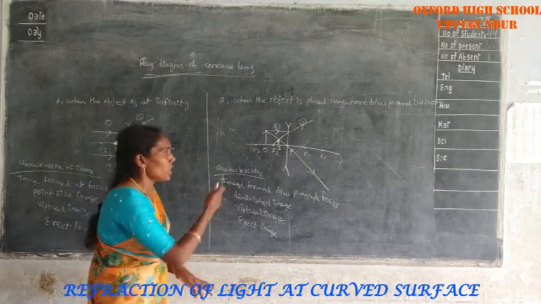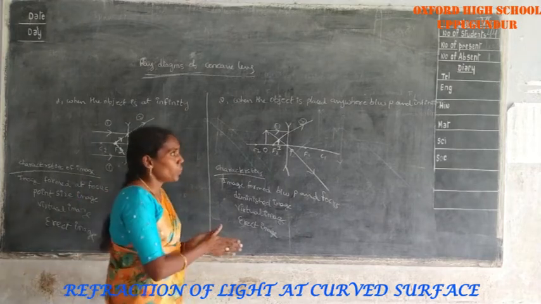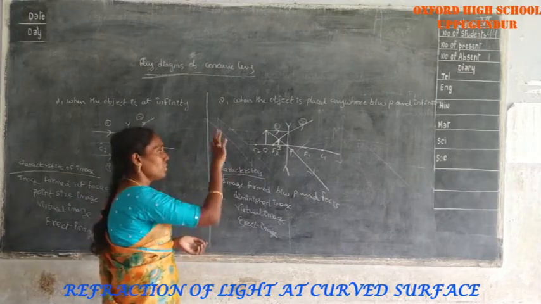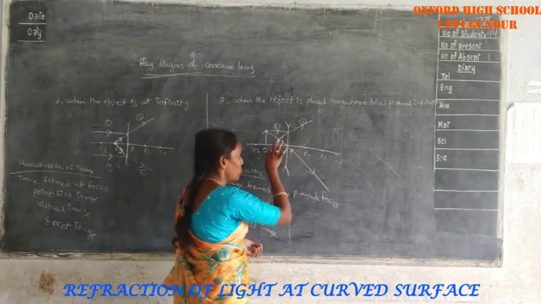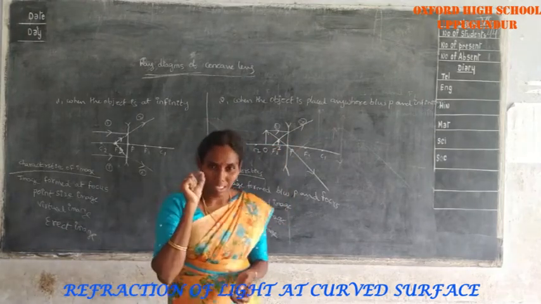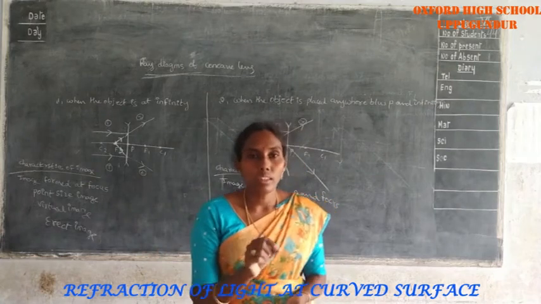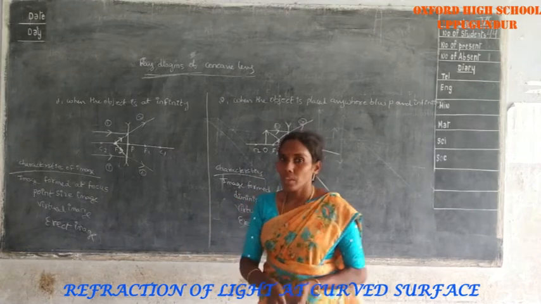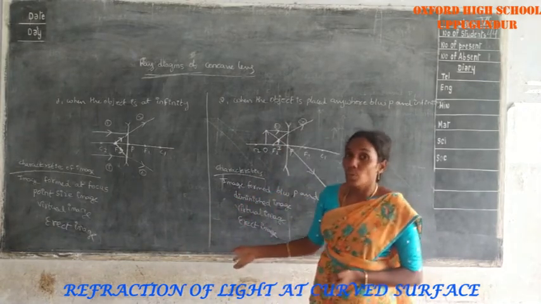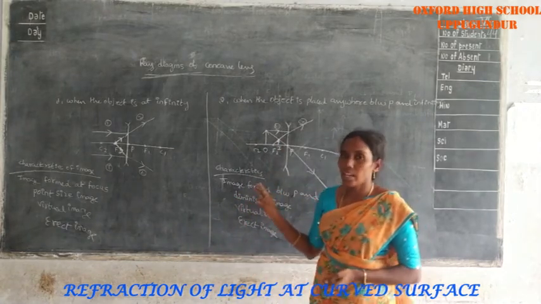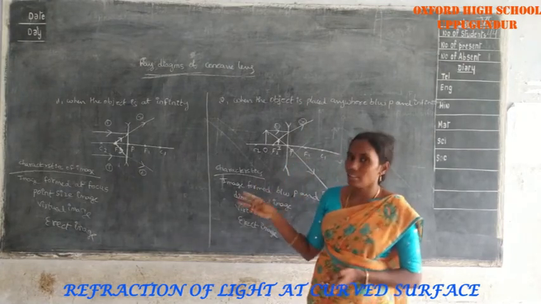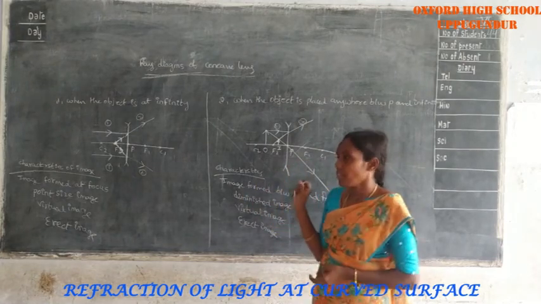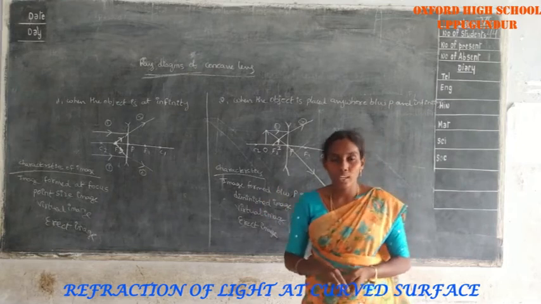If an object is placed anywhere between pole and infinity, the image is always formed between pole and focus. That image is diminished and virtual. All virtual images are erect images. In this session, we learned the three ray diagrams for a convex lens and the two ray diagrams of a concave lens. Thank you.